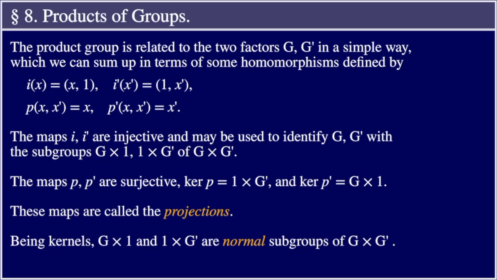The maps i and i' are injective and may be used to identify G and G' with the subgroups G × 1 and 1 × G' of G × G'. The maps p and p' are surjective. The kernel of p is equal to 1 × G', and the kernel of p' is equal to G × 1. These maps are called the projections. Being kernels, G × 1 and 1 × G' are normal subgroups of G × G'.